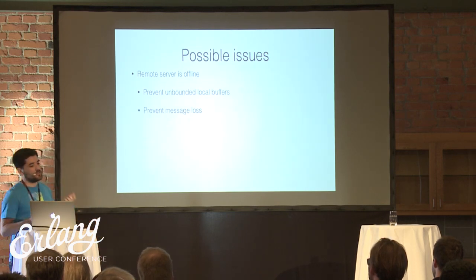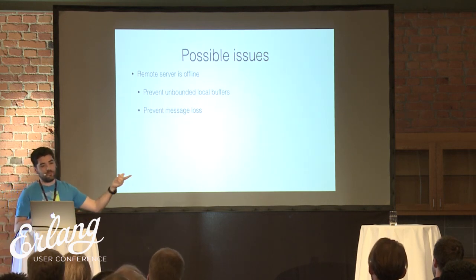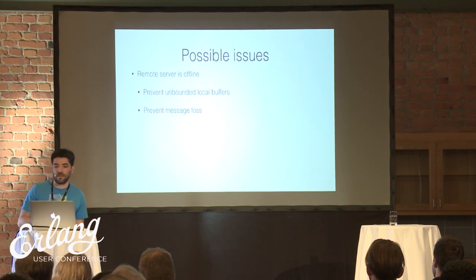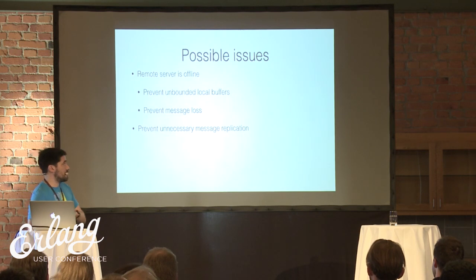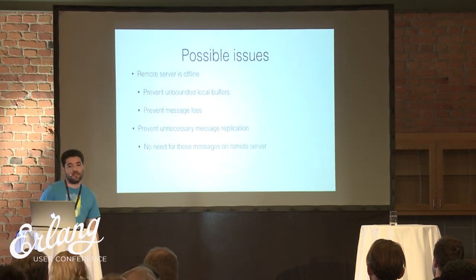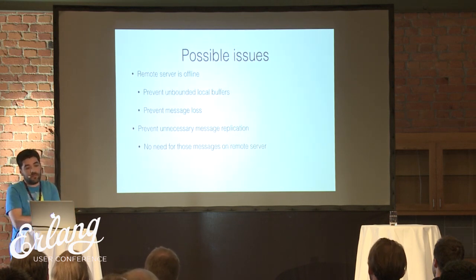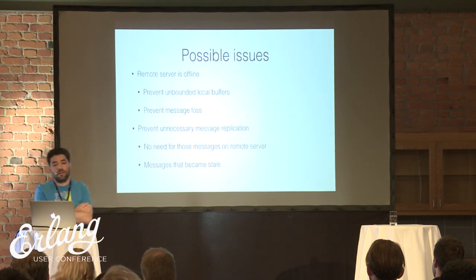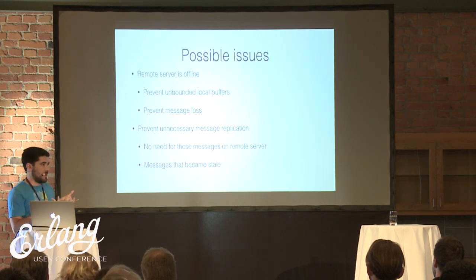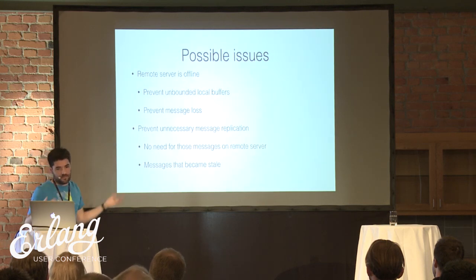How do you prevent message loss? If the other end is offline, how do you know whether the message that you just published to the remote server arrived there or didn't arrive there? What happened? How to prevent unnecessary message replication? It could be the case that there is no more need for these messages on the remote server. They're maybe too old. Perhaps there is no subscriber for that kind of messages anymore. So there are many problems that can cause unnecessary traffic on the network or message loss and stuff like that.